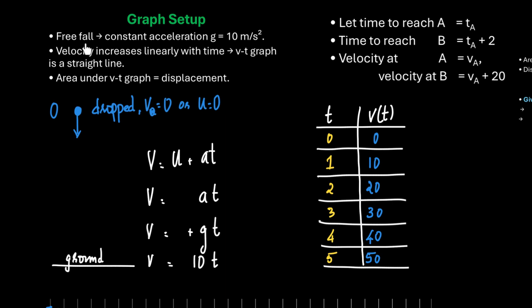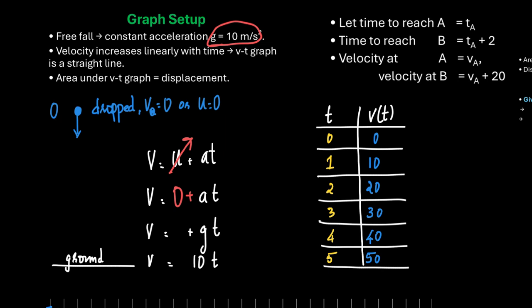Since it is under free fall from rest, the acceleration is constant, which is g is equal to plus 10 meter per second square, which means the velocity would increase linearly with time. Therefore, the VT graph is a straight line. Now, you might ask why? Because v is equal to u plus at. What is the value of u? Since it is dropped, the value of u is equal to 0. So this becomes 0 plus a, which is equal to g, so this becomes 0 plus gt, which is v is equal to 10t.